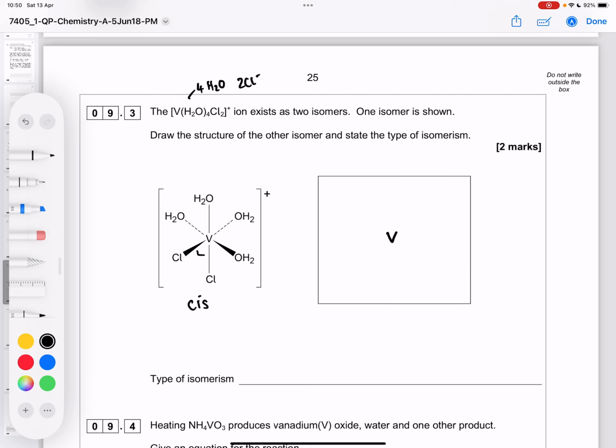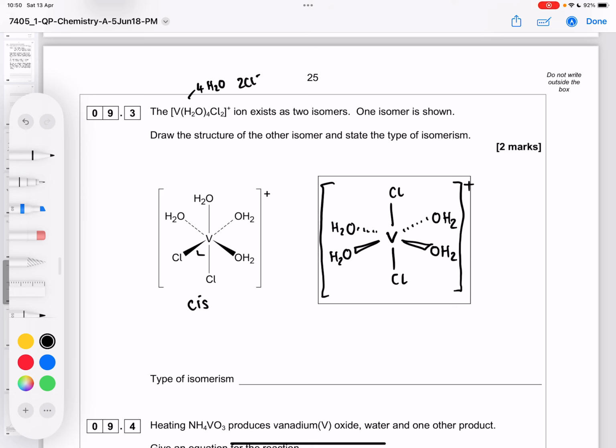So if we're going to draw the trans isomer, we need to put the two chlorines 180 degrees apart. So if we keep this chlorine here, we could put the other chlorine there. There are other ways of representing the structure as long as the two chlorines are 180 degrees apart, and that when you connect the waters, you connect them via the oxygens. And then it is important on these complex ions to finish off the complex, and that would be cis trans.